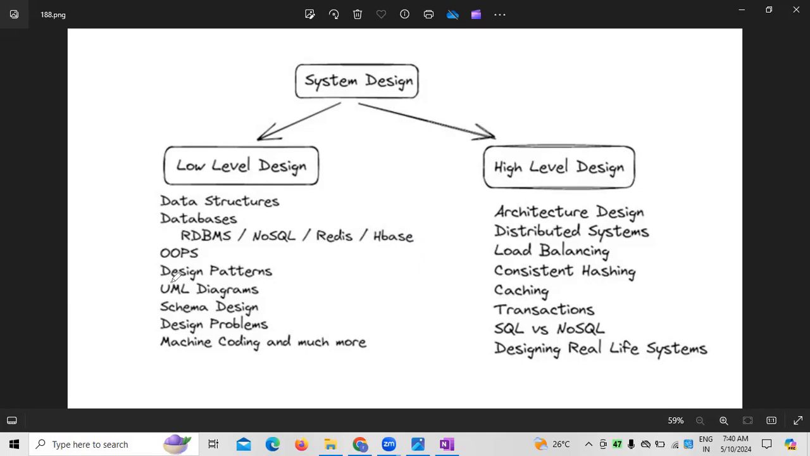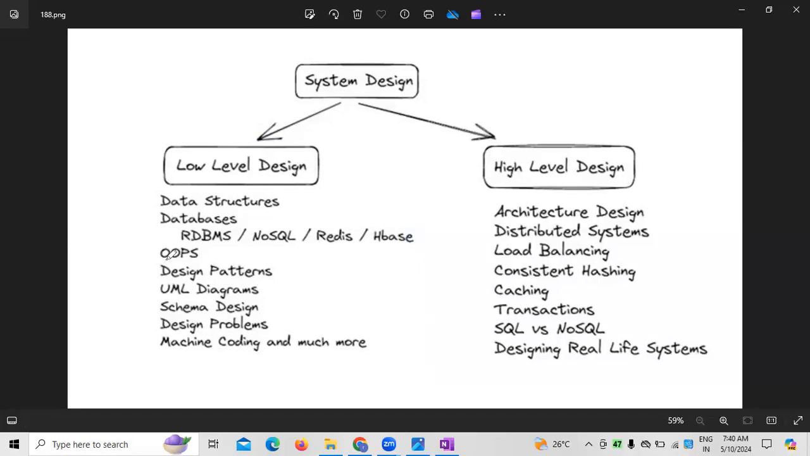Next, what is OOPS? OOPS is nothing but object-oriented programming. It means what programming language you are using. Is it Java? Is it Python? Is it C? Is it Swift? Is it Kotlin? Is it C++? This all comes under OOPS.